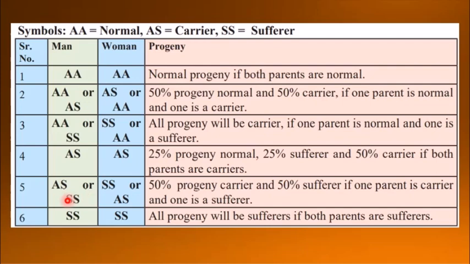Now, if one parent is a carrier and one parent is a sufferer, so one parent has A and S and one parent has S and S, there is 50% chance that their offspring will be a carrier and 50% that their offspring will be a sufferer. And if both are sufferers, then all their offspring will be sufferers, they will not be carriers. If both the parents are suffering from sickle cell anemia, all their children will suffer from sickle cell anemia.